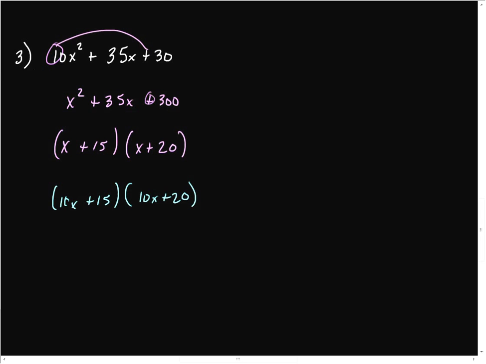I bring out the 5. This becomes 2x plus 3. I factor out the 10, and it becomes x plus 2. And now if you look, I've got 2x and kill these. Bang, bang. I've got 2x plus 3 and x plus 2, and I don't even have to go any further.